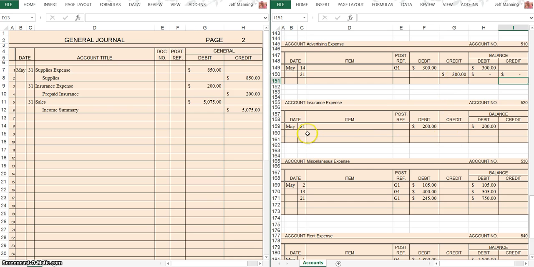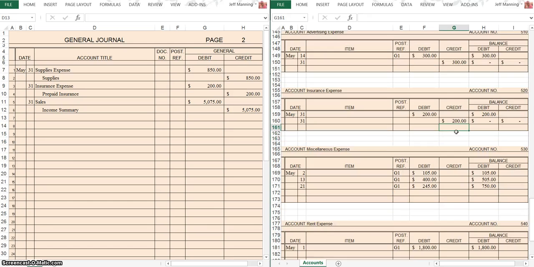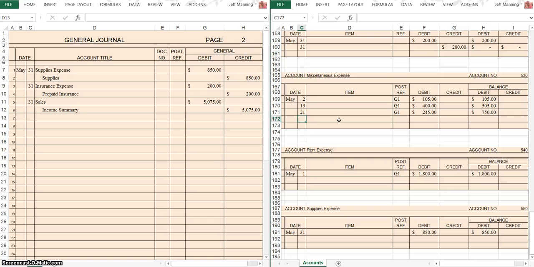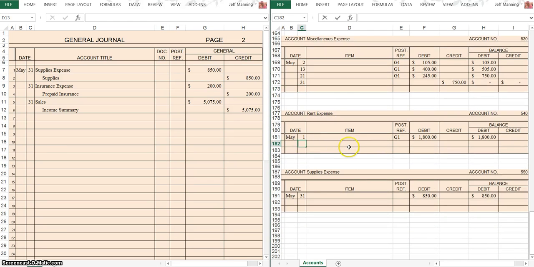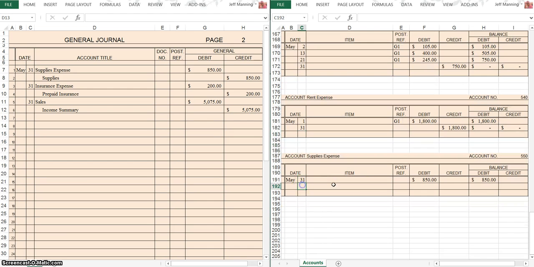I am then going to do the same thing for insurance expense. $200 debit balance. I'm going to do a $200 credit transaction, making the balance zero. Miscellaneous expense. $750 debit balance. I'm going to do a $750 credit transaction, making that one zero. Rent expense. $1,800 debit. I'm going to do a $1,800 credit transaction, closing the account, making it zero. And then finally, supplies expense. $850 debit. I'm going to make that an $850 credit, making the balance zero.